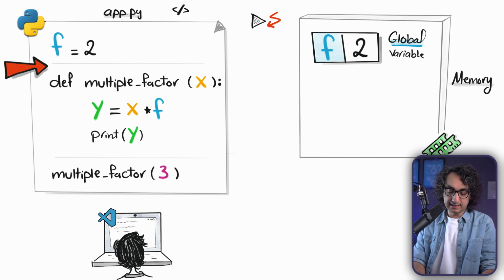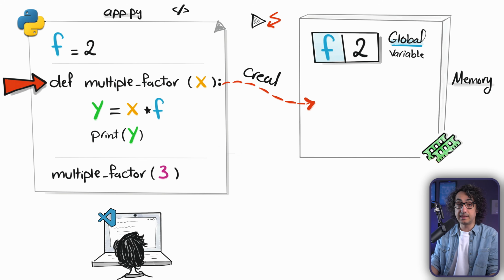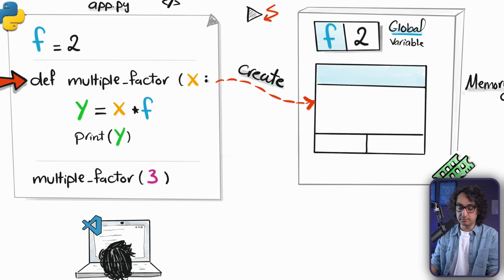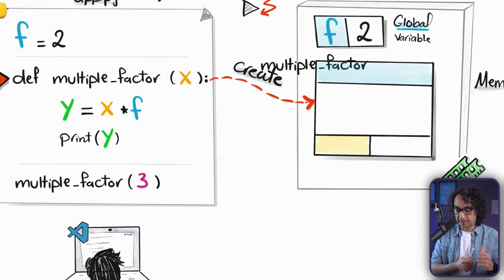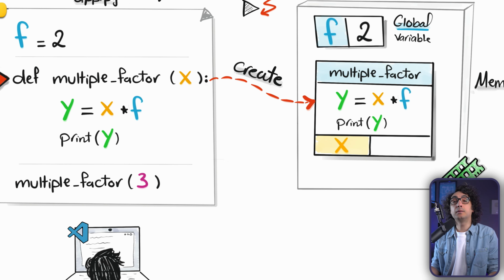Now it's gonna go to the second line where it's gonna see a def. So Python is gonna understand, okay, I'm gonna go and create in the memory an object called function. It has a name, multiply by factor, and inside it it's gonna put the body, the function code, and then a list of parameters. Since we have only one, we're gonna have only the x, but without any value yet.